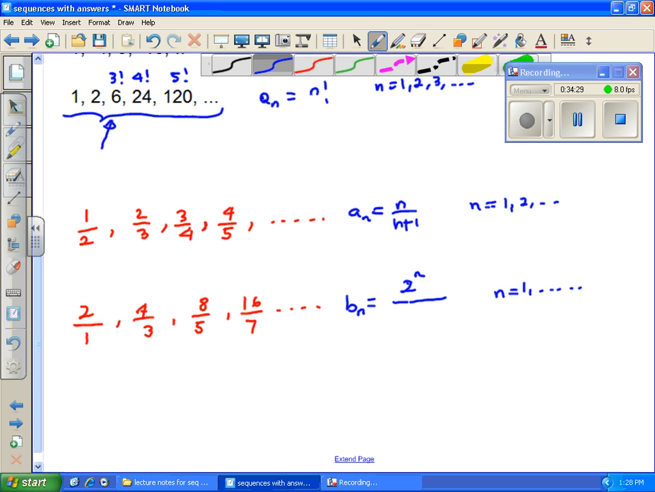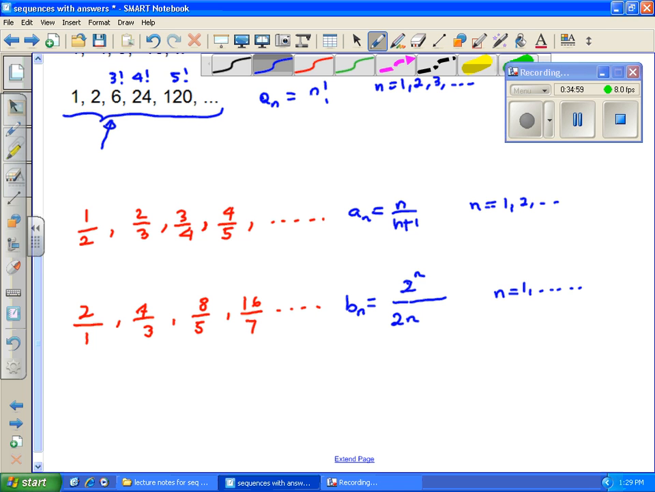Now, the bottom, we see the odd numbers. Any suggestions? Yes, Garrett? 2n. 2n over n. Just n. But we want, if you make it just n, it would be like 2 over 1, 4 over 2, 8 over 3. You know what I mean?